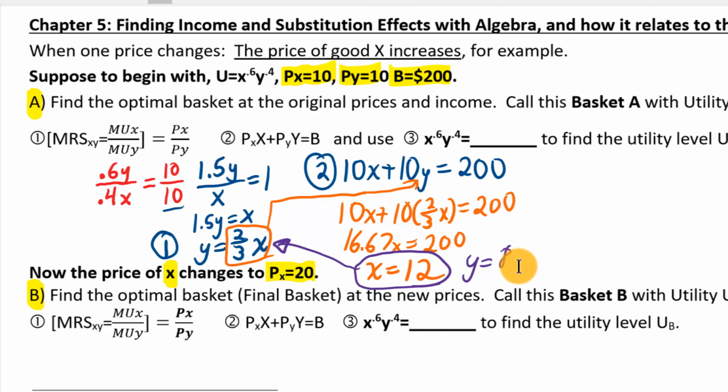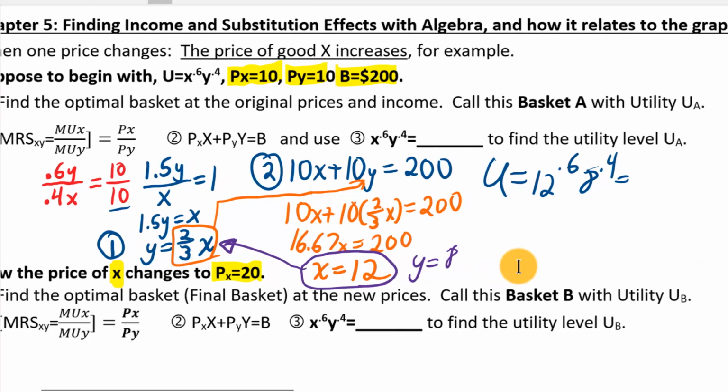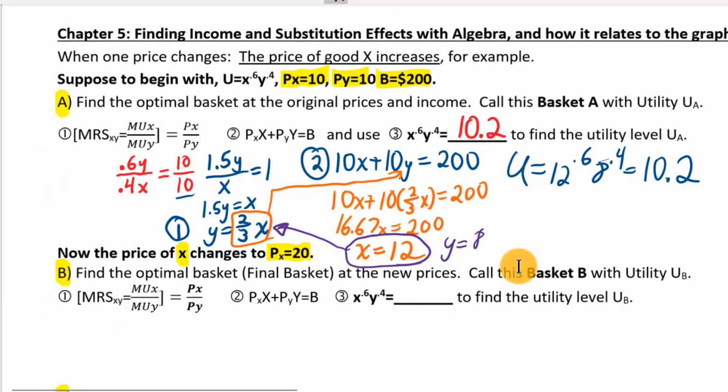The last thing we want to do is figure out how much utility this would get us. We plug X and Y back into our utility function. Our utility function is X to the 0.6, so we get 12 to the 0.6 times 8 to the 0.4, and I'm getting something like 10.2. I'm going to write that 10.2 up here in this blank, because we're going to need it later when we solve problem number 3, or problem C, as we'll call it.